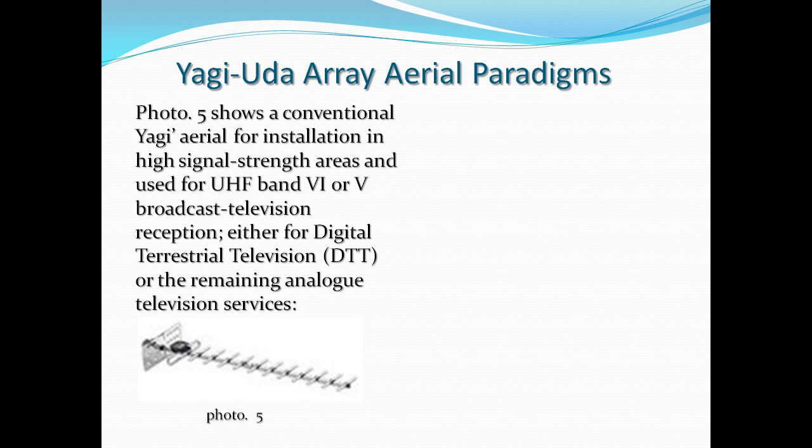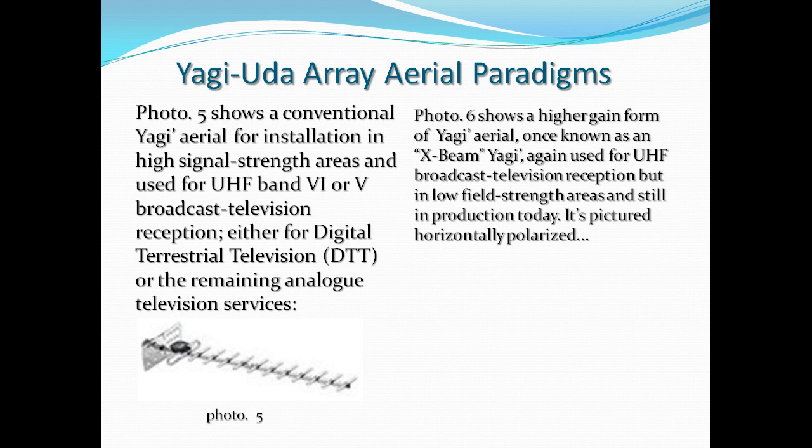Photo 6 shows a higher gain form of Yagi aerial, once known as an X-beam Yagi, again used for UHF broadcast television reception, but in low field strength areas, and still in production today. It's pictured in Photo 6 horizontally polarised, that is to say, its aerial elements are in the horizontal plane, which refers to the pickup of the electric field component of an electromagnetic wave.